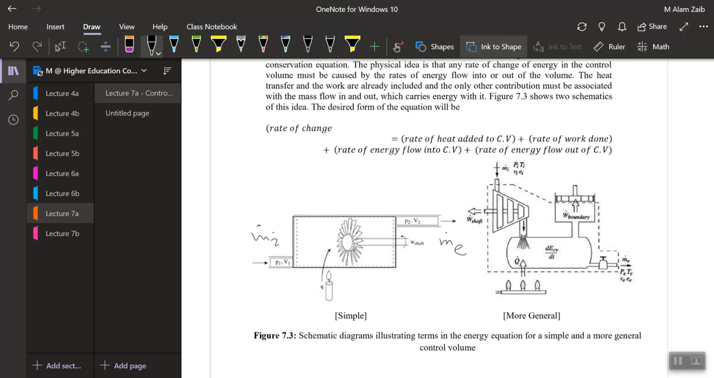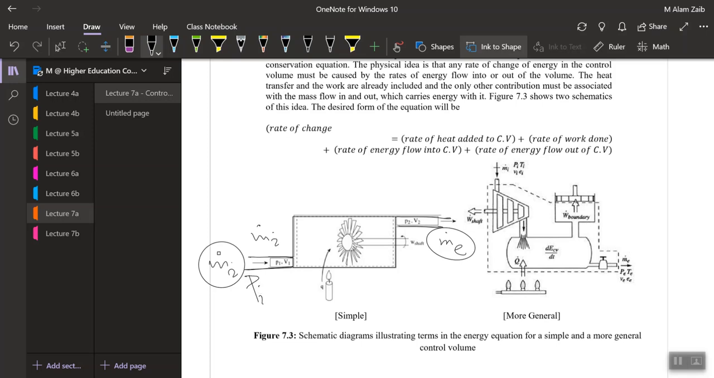That's what we are again saying, the mass was fixed. But for the rate of change of mass, we are talking about the open system. For the open system, there would be mass going into the system and mass leaving the system.